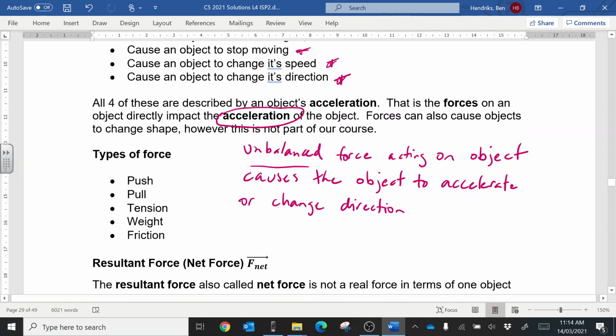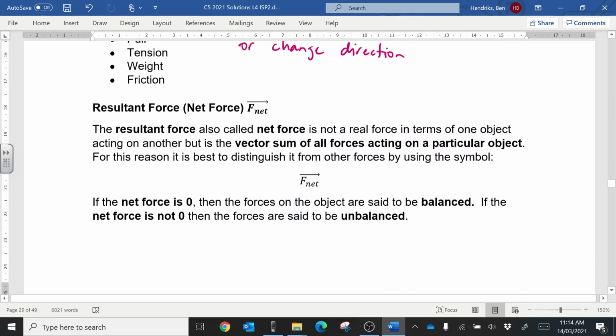So here are some types of forces. There are pushes and pulls, tension, weight, and friction. They're all types of forces that we'll talk about in more detail later on.